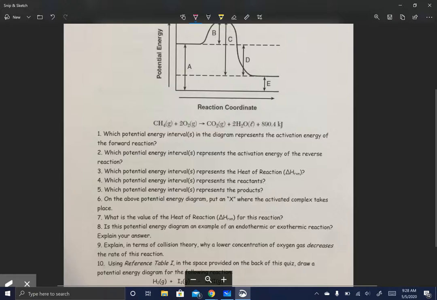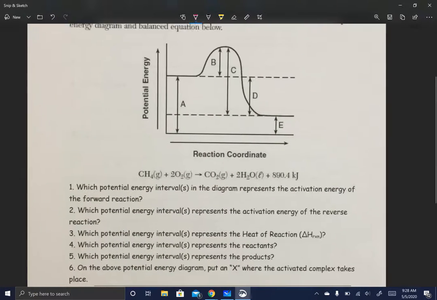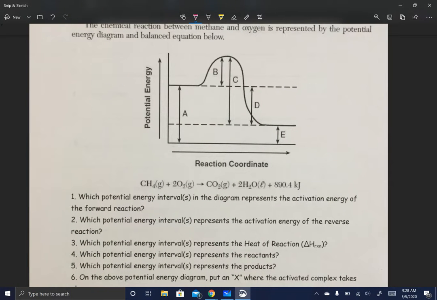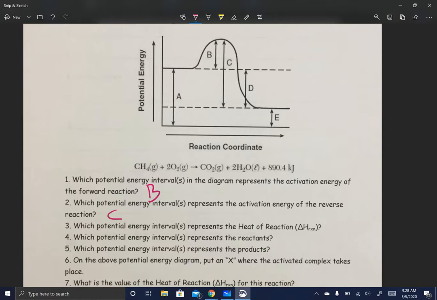So number one, activation energy of the forward. That was B. 2, which potential energy diagram? Activation of reverse. That was C. So I just went over that. Heat of reaction would be D. That's the difference in energy between my reactants and my products.